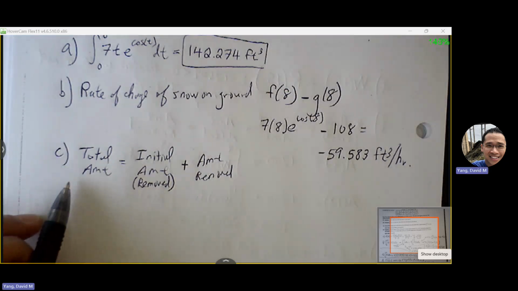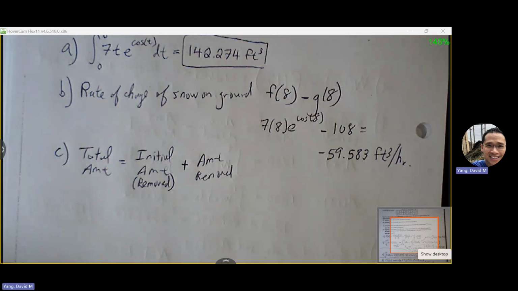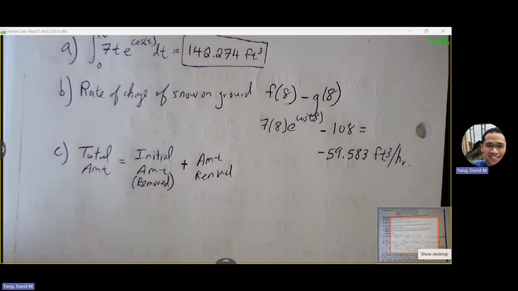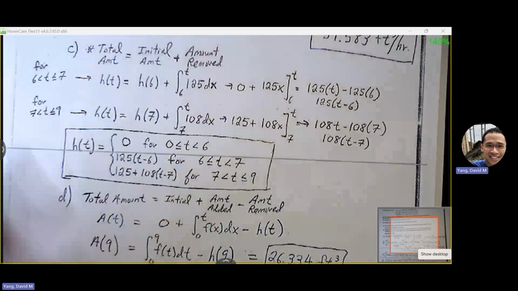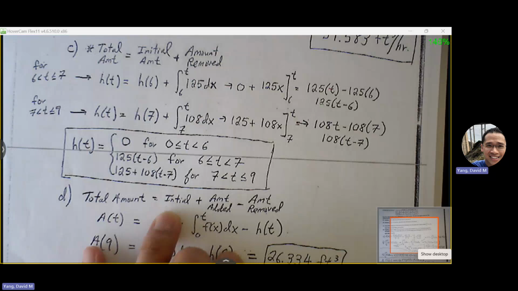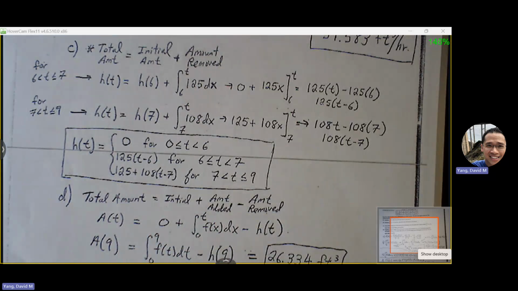Okay, so I'll have you guys see if you can finish off the rest. And then part D is where you could go back to that formula that's more familiar. Total amount equals initial plus amount added minus amount removed.